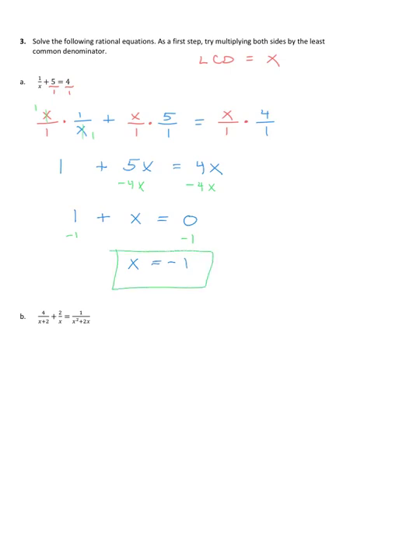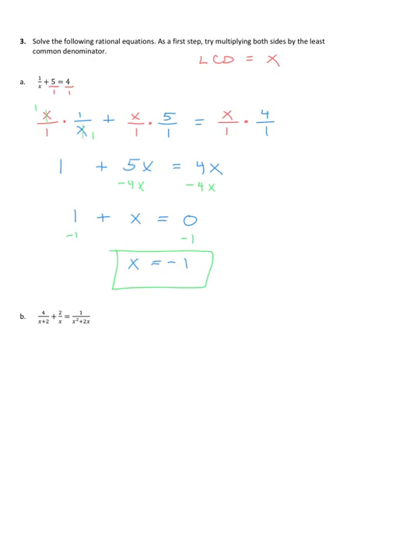I can see this is definitely the answer to the original equation, because if you put negative 1 here, this is now equal to negative 1. And then if you add that to 5, it certainly takes you to 4. So that's the approach. Multiply both sides by the least common denominator. It will get rid of every single fraction. So let's check that out in part B.